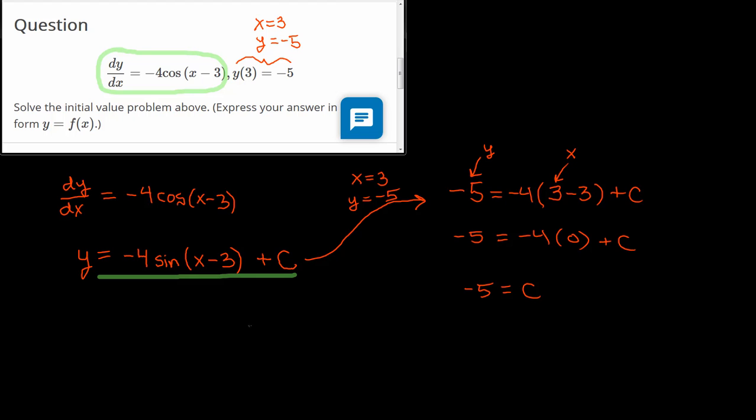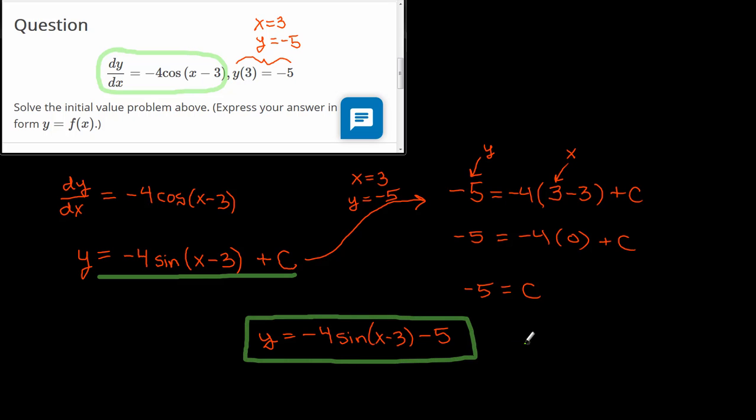All right, and then we've got our answer now, because we knew what y was up to this constant c that we didn't know, but now we figured it out. So our final answer is going to be y is equal to -4 times the sine of x minus 3, and then -5. And I'll circle that. So that there is our final answer.